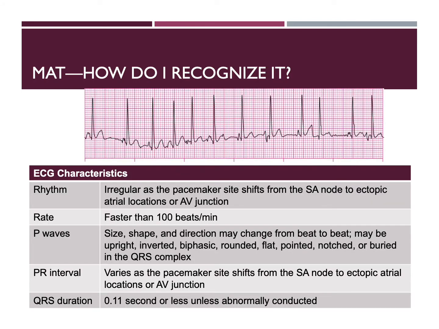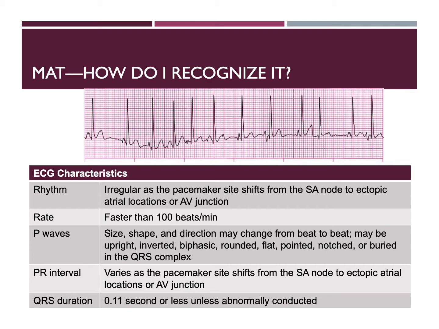So how do we recognize it, right? As we look at this ECG and the characteristics of this, what we're looking at is, one, the rhythm is going to be irregular, as that pacemaker site shifts from the SA node to the ectopic atrial locations or even that AV junction. Once again, the rate, remember tachycardia, higher or faster heart rate. So it's going to be faster than 100 beats per minute, as you can see in this ECG.